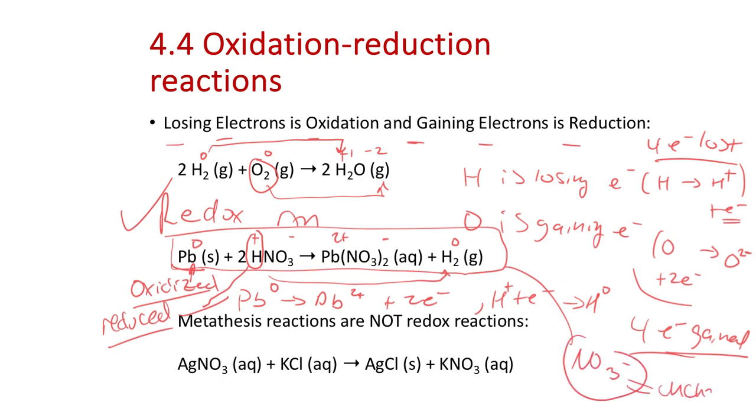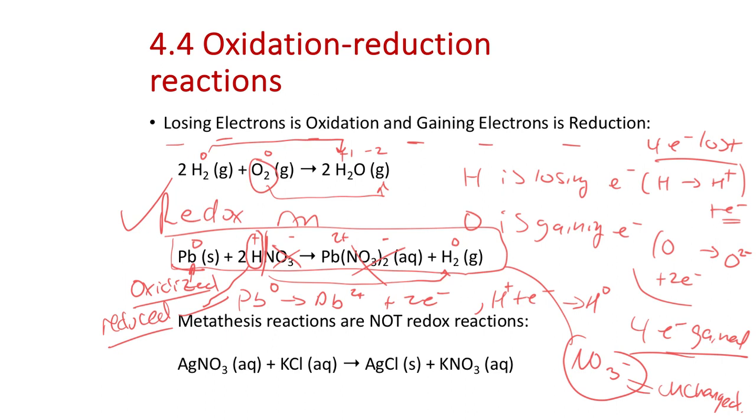If we were to write, I don't think I'll go through the process, but if you imagine writing, HNO3 is a strong acid, strong electrolyte. If we were to write a net ionic equation, the nitrate would be disappearing. So we just have lead plus the 2H+ goes to Pb2+ plus H2 as our net ionic equation.